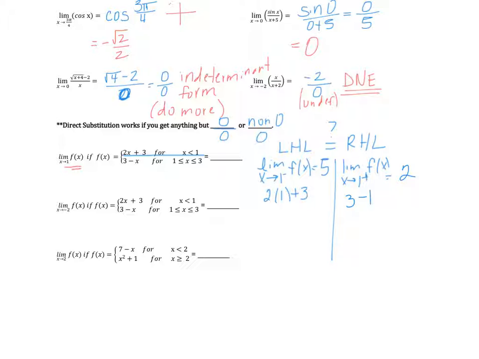So is the limit from the left equal to the limit from the right? You go, no. I got 5 and I got 2, so what do I write when the limit from the left does not equal the limit from the right? The limit does not exist.